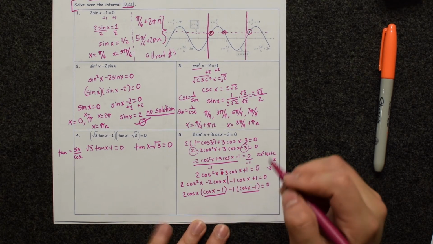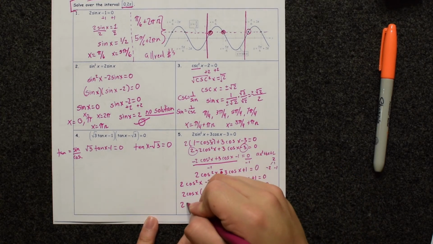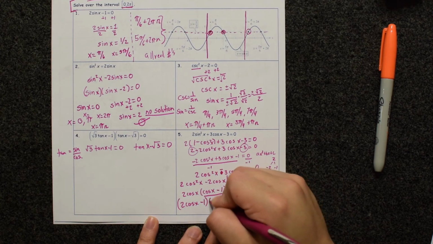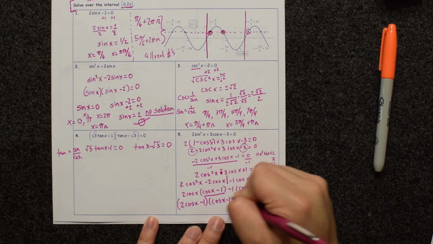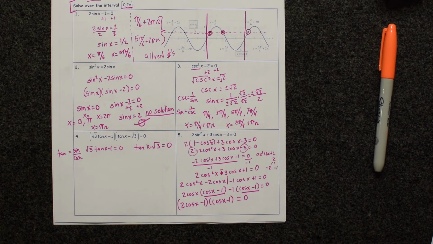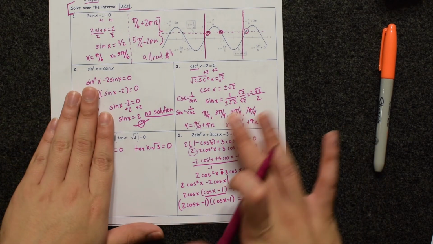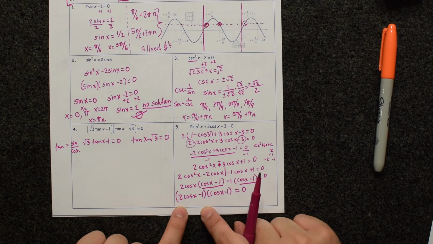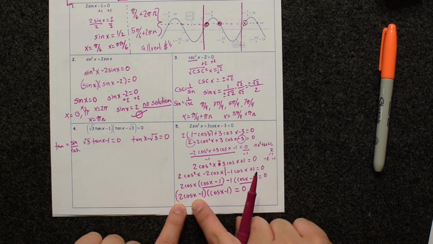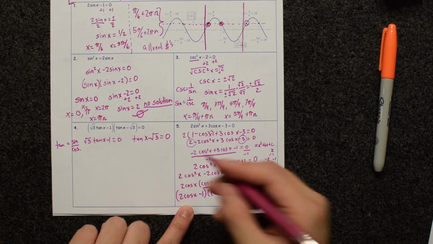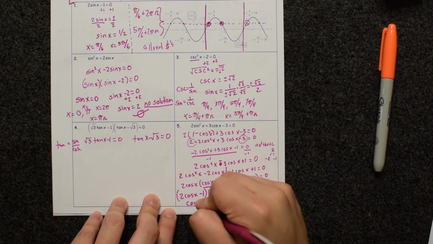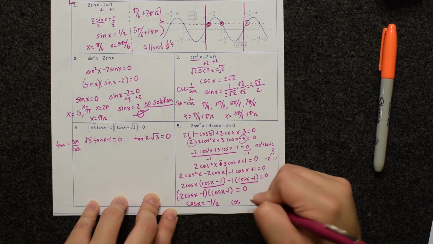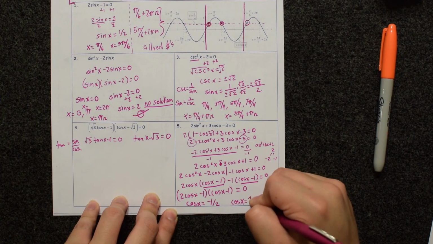Since both these terms are equal, I can actually combine them: 2 cosine of x minus 1 times cosine of x minus 1, and both these equal 0. Now I know it's a long process, but bear with me. Your next step is to set this side equal to 0 and this side equal to 0. I can tell you right now this is going to be cosine of x is equal to negative 1/2, and cosine of x is equal to positive 1.